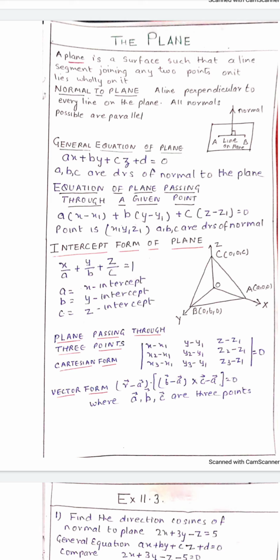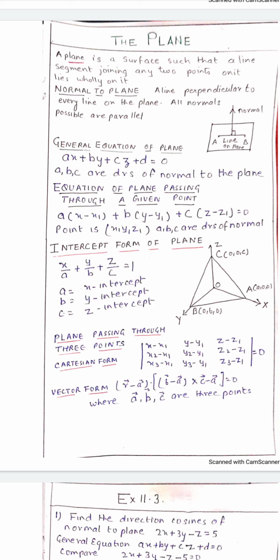Normal to a plane. Normal to a plane is a line as shown. As you can see, A and B are any 2 points. All points of line AB are on the plane, and the normal is a line which is perpendicular to line AB. The general equation of a plane is ax plus by plus cz plus d equal to 0, where a, b, c are the DRs of the normal shown in the figure.